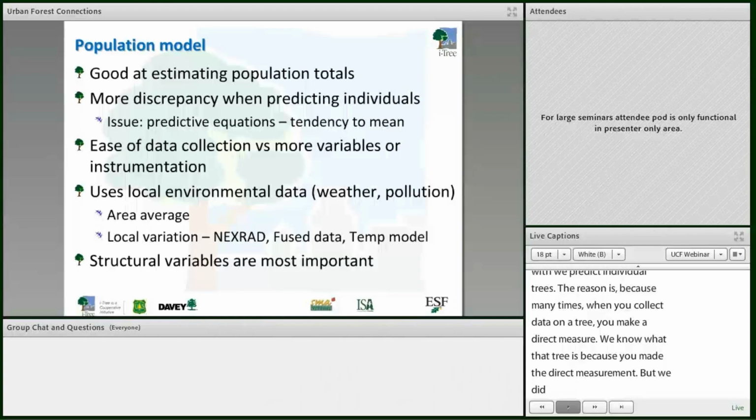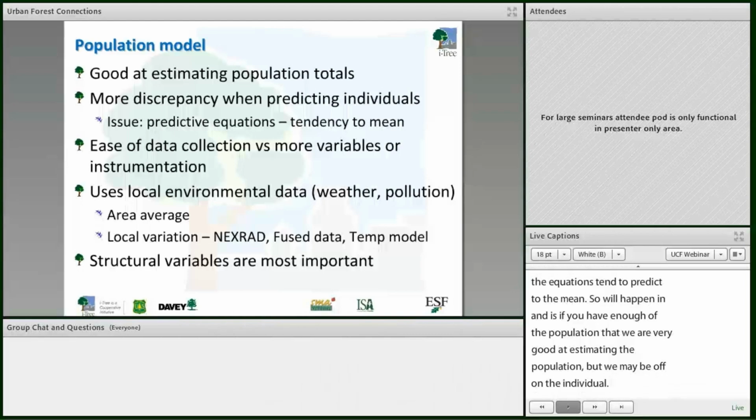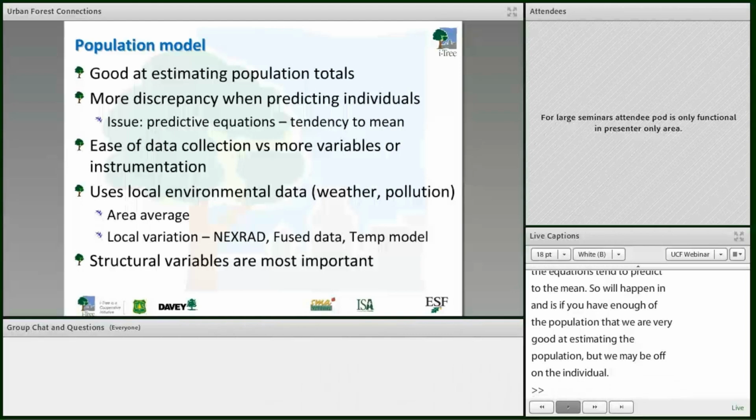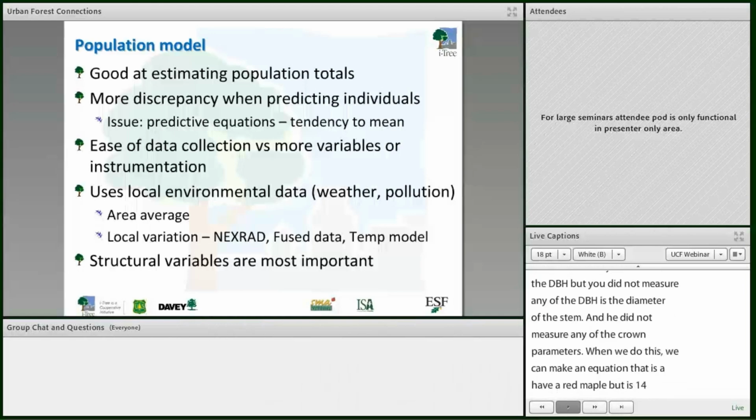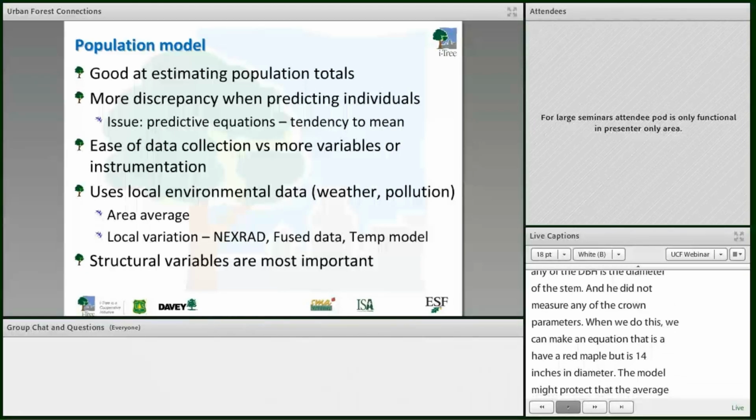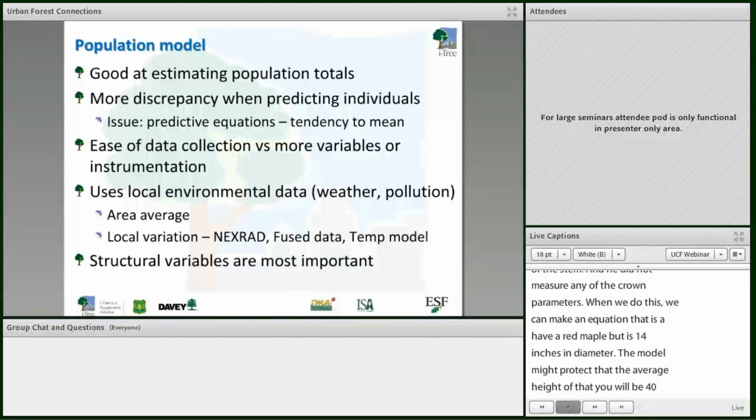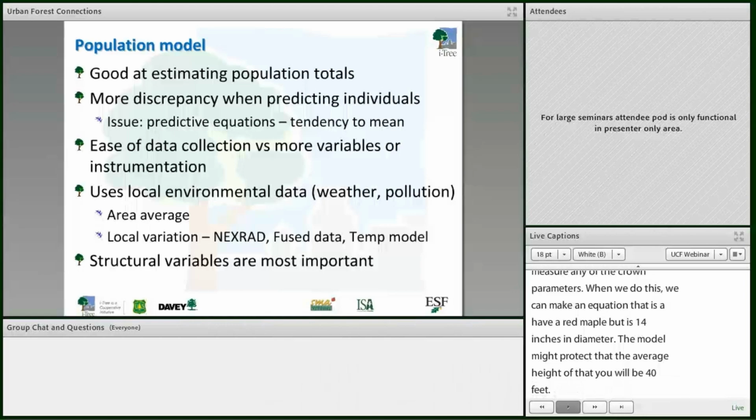Best example I can give on this is, let's say you measured DBH, DBH being diameter of the stem, and you didn't measure any of the crown parameters. Well, we could use them, and we do this. We can make an equation that says, okay, I have a red maple that's 14 inches in diameter. The model might predict that the height of that tree would be 40 feet, okay? Well, if I'm trying to predict the individual, this is where it becomes difficult because I don't know if that tree is 40 feet. I think over a population of trees that are 14 inches in red maples, the average will work out to be 40 feet.